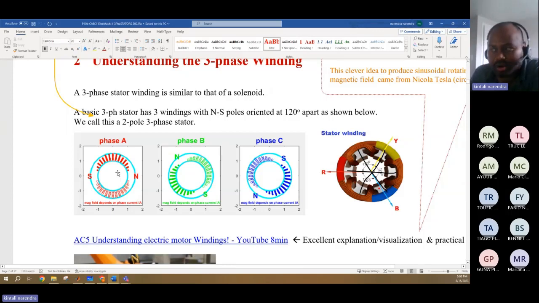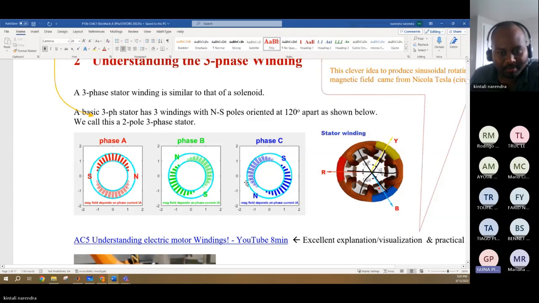In each slot, if you see, the windings are increasing. Check the red one, phase A. In the first slot there is only one wire. In the second slot, two, three, four. So they are in a sinusoidal fashion. In the same way, for phase 2 and phase 3, they are in sinusoidal fashion. Because of this particular kind of winding in the stator of the AC motor, what we get is a rotating magnetic field.